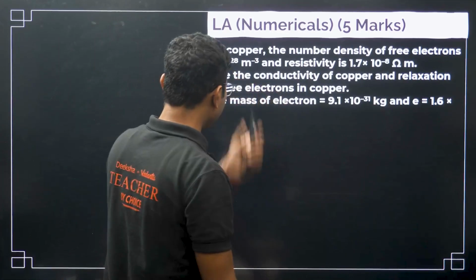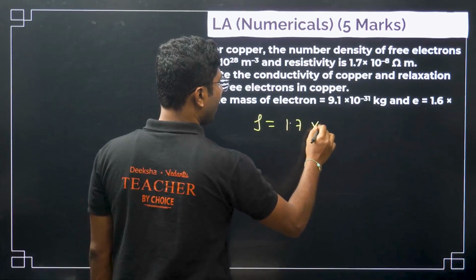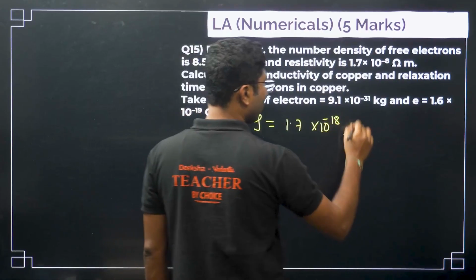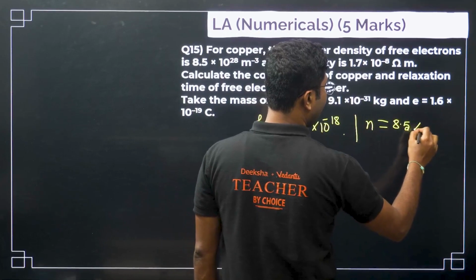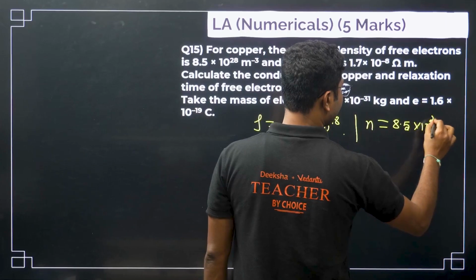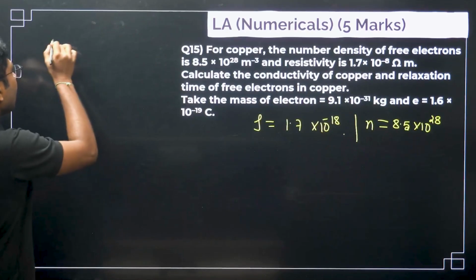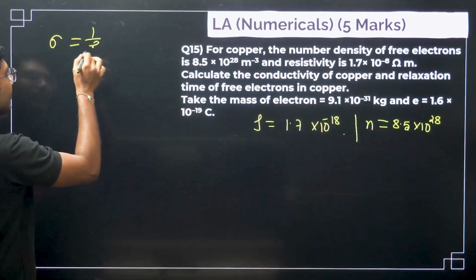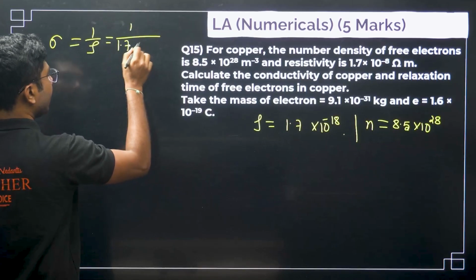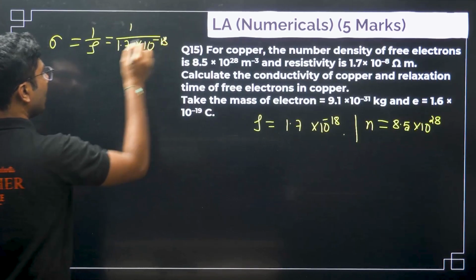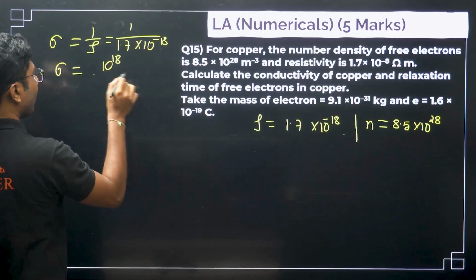So resistivity is given as 1.7 into 10 to the power of minus 18, and also the number density is given, 8.5 into 10 to the power of 28. Okay, so first of all we have to find the conductivity. Conductivity is simple. Conductivity is nothing but 1 upon resistivity, which equals 1 by 1.7 into 10 to the power of minus 18, or conductivity is 10 to the power of 18 by 1.7.